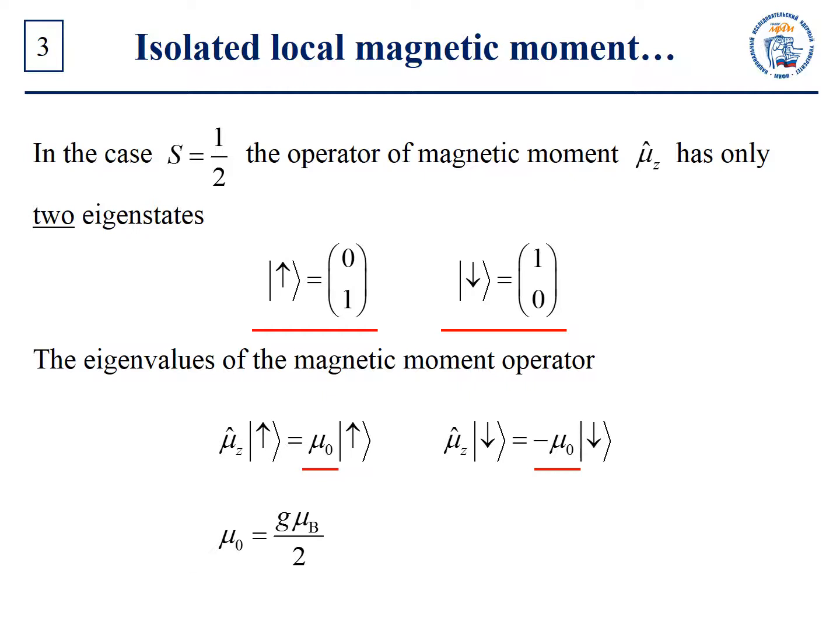As a result, the particle with spin equal to 1/2 can be located in two quantum states, up and down, in which the projection of magnetic moment on the z-axis is equal to plus μ0 and minus μ0 respectively.